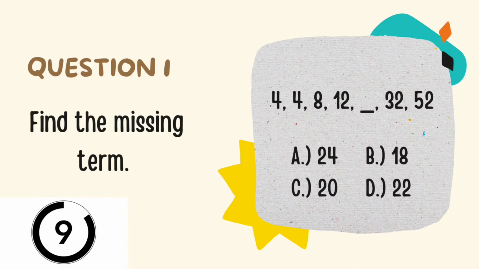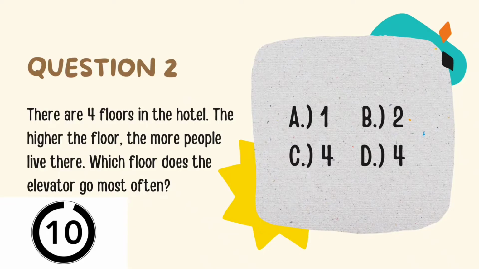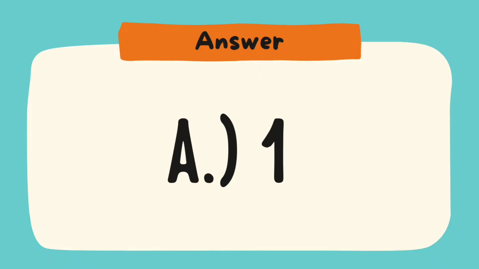Number 1. Find the missing term. The answer is C, 20. Number 2. There are 4 floors in the hotel. The higher the floor, the more people live there. Which floor does the elevator go most often? The answer is A, 1.